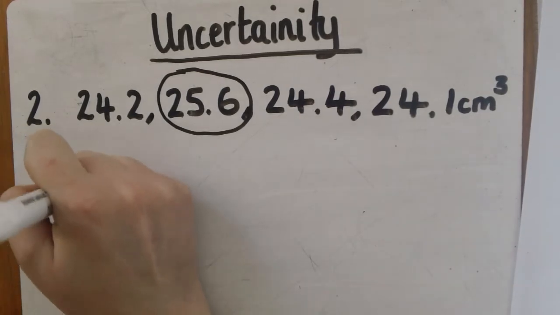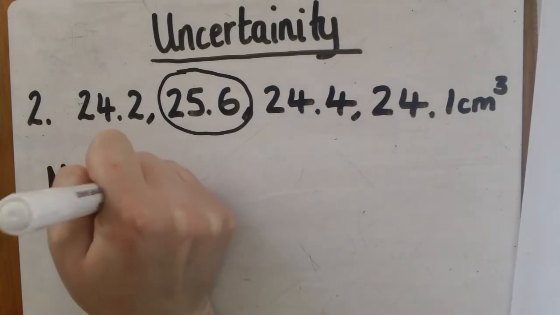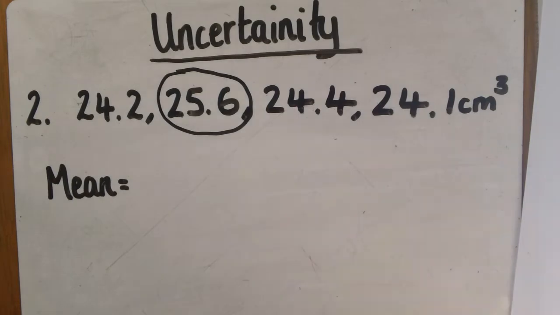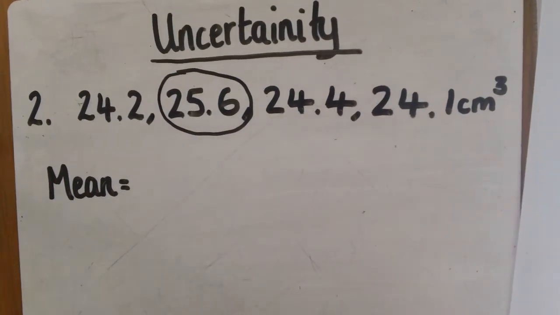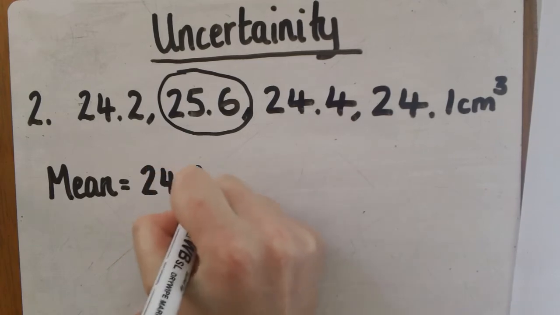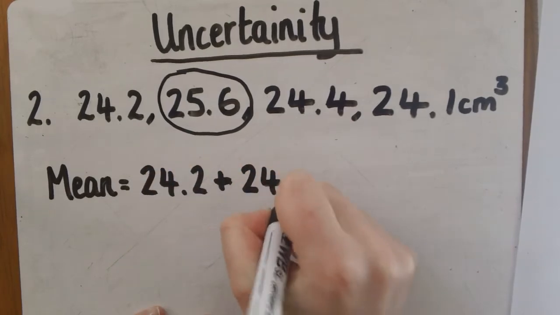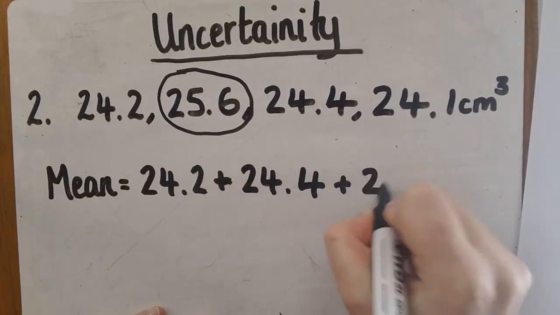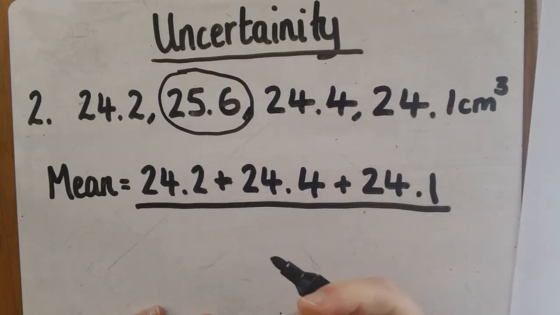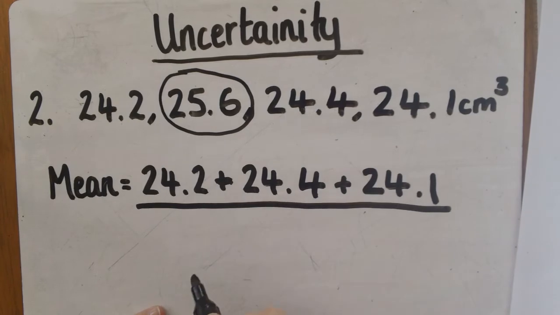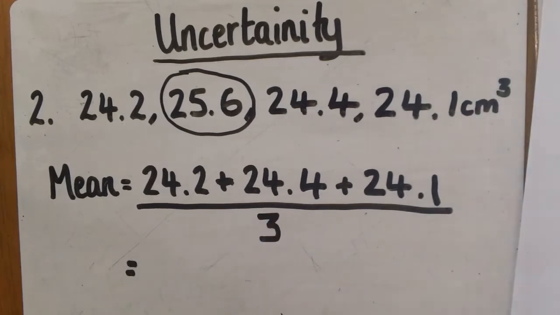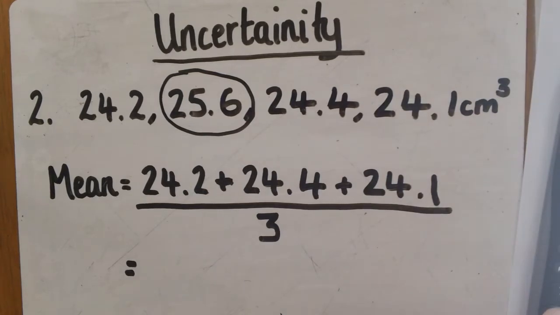So the first thing I do is I calculate my mean. So now I'm going to add up all the ones that I am including in this. So this is avoiding that anomaly. So 24.2 plus 24.4 plus 24.1. I then add up the results that I am using, and I have 3 of them. So I'm going to divide it by 3. And then I'm going to type that into a calculator.